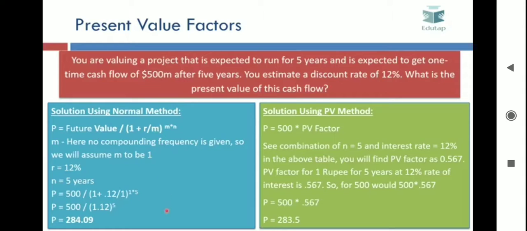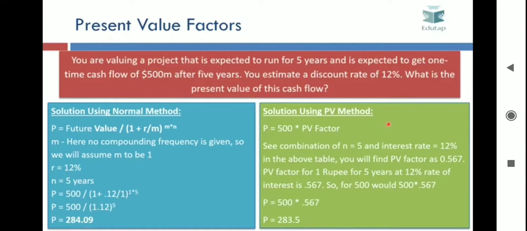is that you can solve this using the normal method where you can find present value equal to future value divided by (1 plus R by M) raised to the power M into N. R is 12%, N is 5 years, right? You put these values, right? 500 divided by (1 plus 0.12 divided by 1) raised to the power M into N, that is 1 into 5, you will get 284.09.